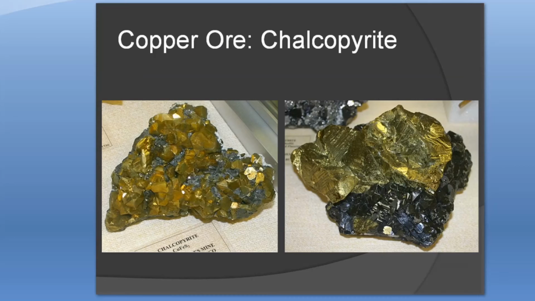Now here's copper ore, chalcopyrite. This is probably the most important ore of copper. And it looks gold in color and metallic, but it grows in certain crystal shapes and is readily identified. It's a little more brassy and yellow colored than pyrite is normally.